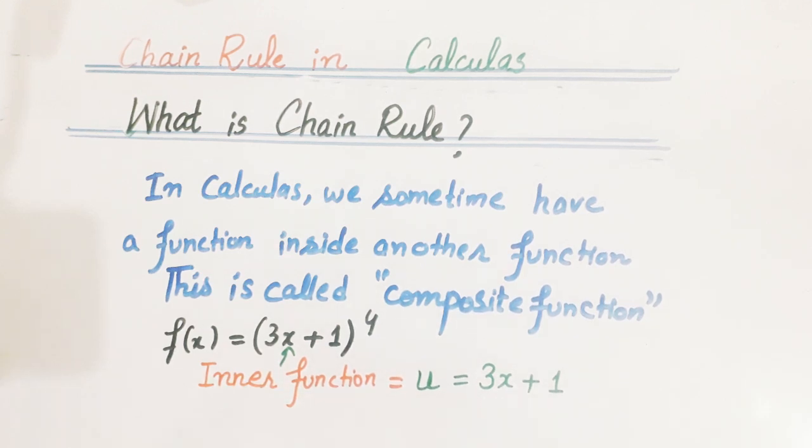And the outer function will be f of u, and that equals u to the power 4. So this is called the outer function. Now we will apply the chain rule to solve this.